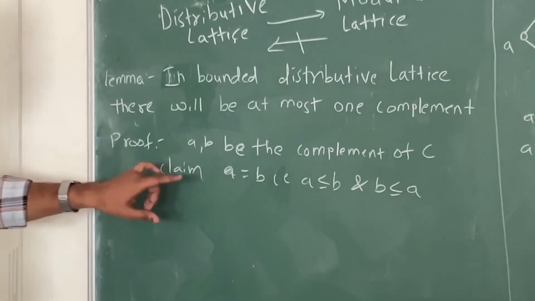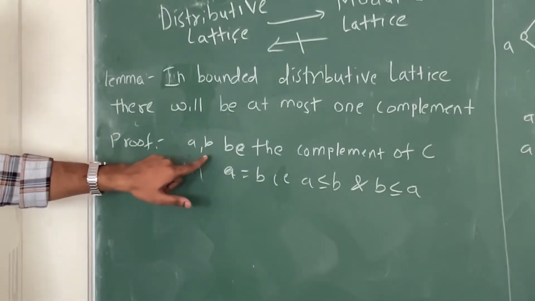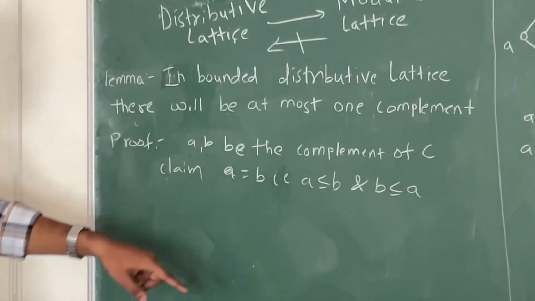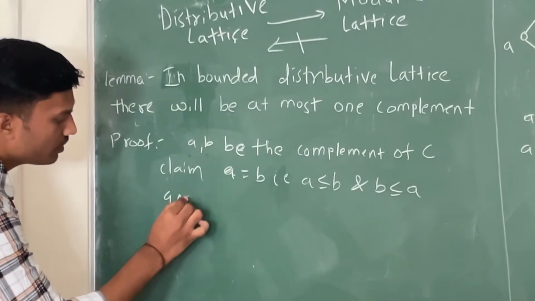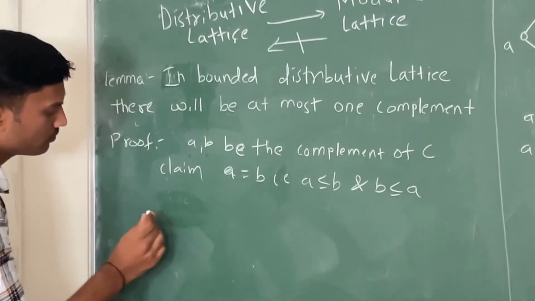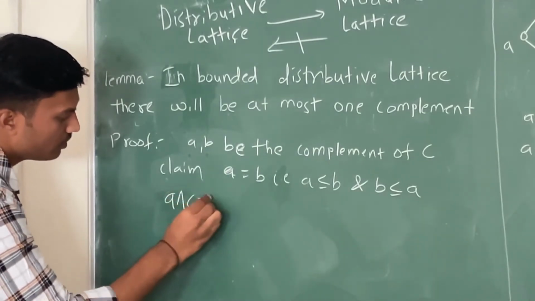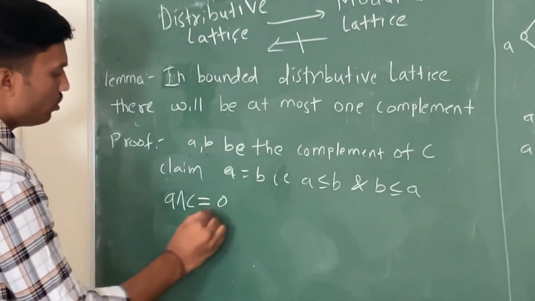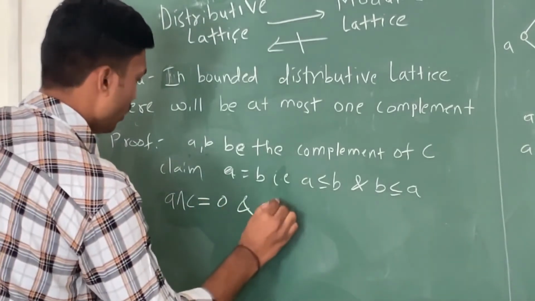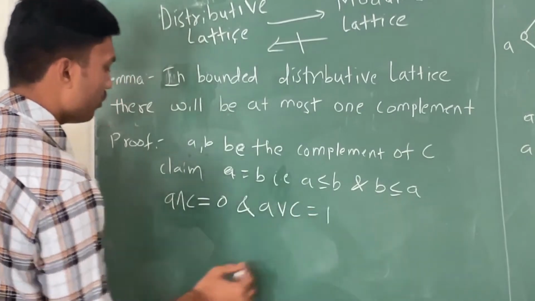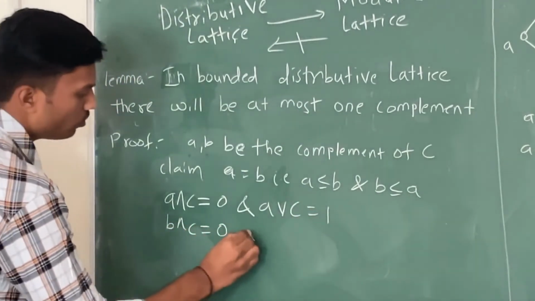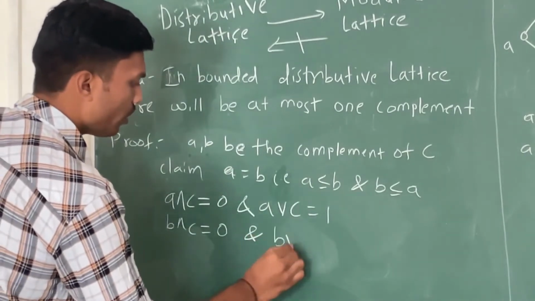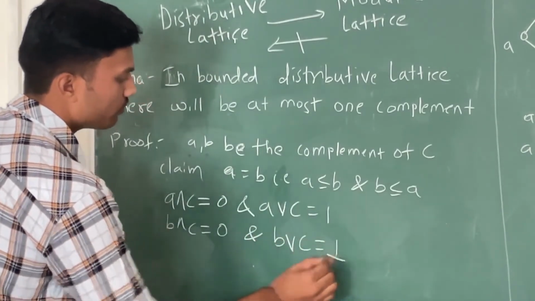First, suppose that A, B is a complement of C. Then by using the definition of complement, we can write A meet C is equal to 0 and A join C is equal to 1, whereas B meet C is equal to 0 and B join C is equal to 1.